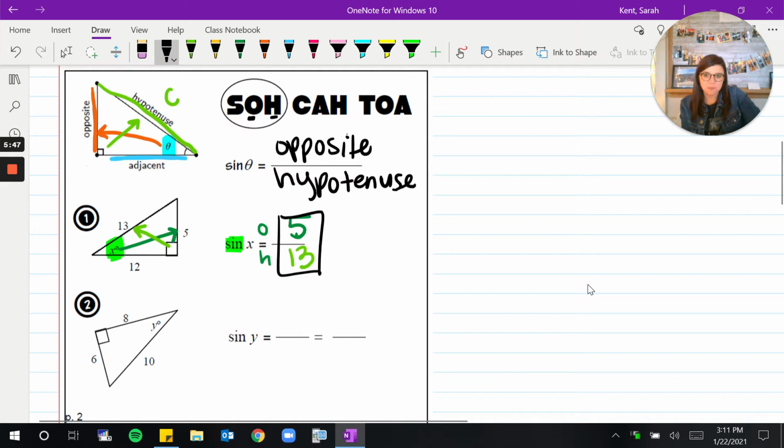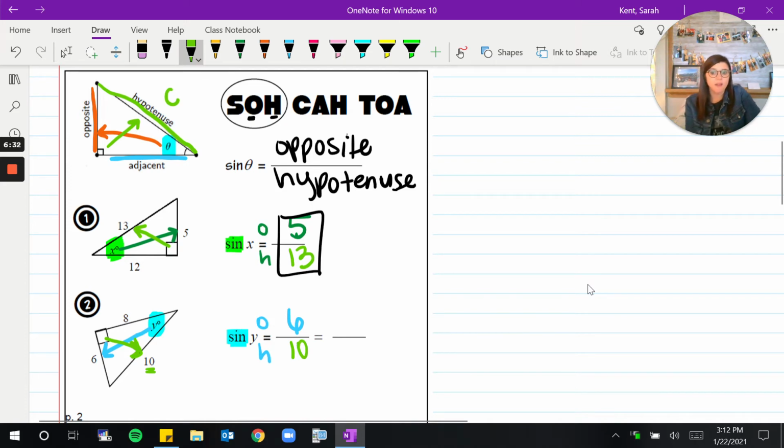Let's look at number 2. Again, look for that angle. So our angle this time is right here, and it's asking for sine. So if we think about it, sine is opposite over hypotenuse. So let's start with opposite. Here is y. Opposite, I want to go across from y, and I get 6. 6 is across. So I'm going to put 6 with opposite, and then our hypotenuse is always across from the right angle. So here's my right angle, so my hypotenuse is 10.